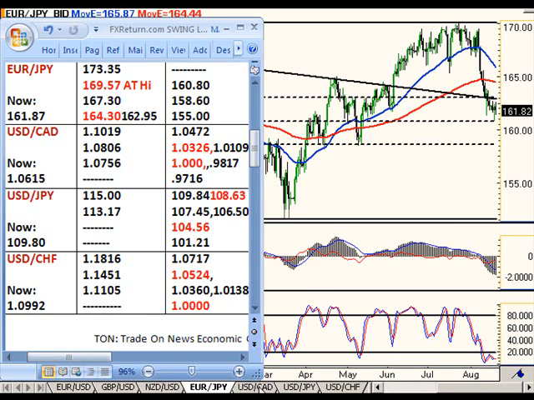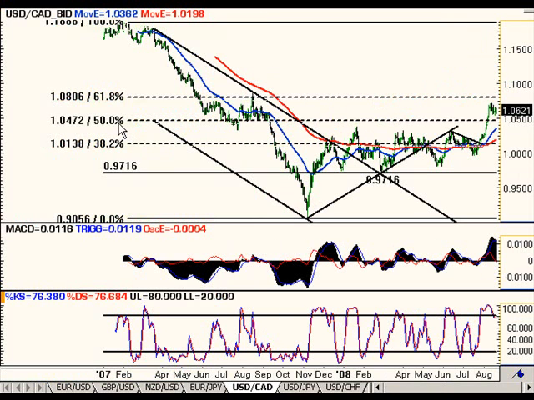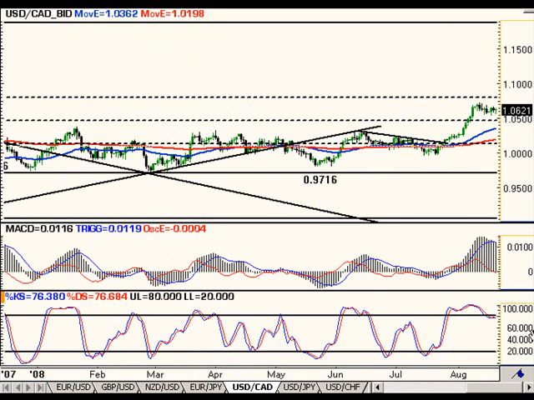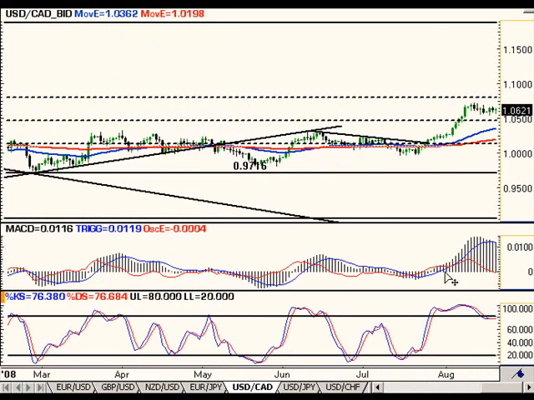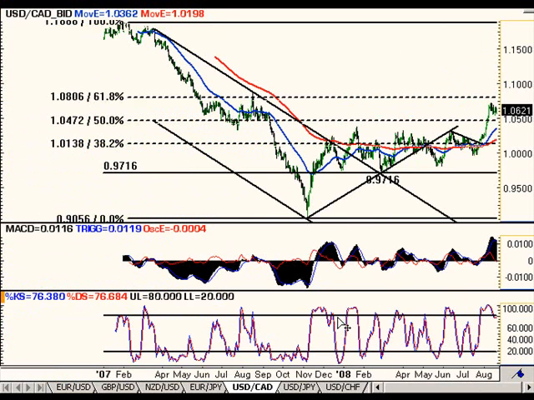When we take a look at the Canadian dollar, we see that it's over a 50% retracement level at 104.72 with the next target of 108.06. MACD and stochastics are pretty flat right now. It's very light on news this week, but it's achieved this 50% retracement.